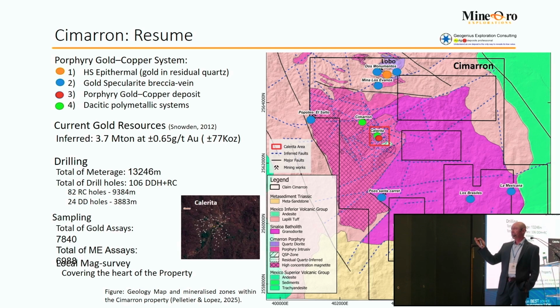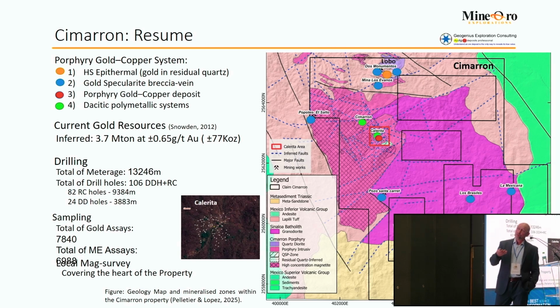So that's my style of presentation. Here we can see 4 types of deposit within the same system. We have Calerita, which is one of the apophyses. I suspect there's more, especially in that area and that area. I suspect there are going to be more apophyses, but that's one of them.